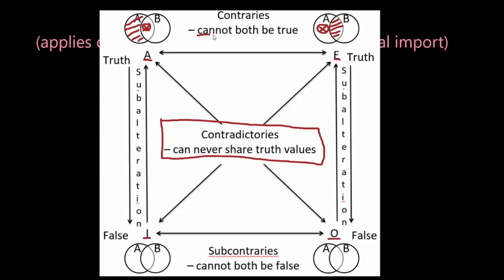Notice then that these cannot both be true at the same time, because the E proposition says there's nothing in this overlap, but our A proposition says there's at least one thing there. Well, those can't both be true. And it can't be both true that there's nothing in the left side of the A circle, and that there is something in the left side of the A circle according to the E proposition. So they cannot both be true, and if they cannot both be true, we call those contraries. So A and E are contraries.